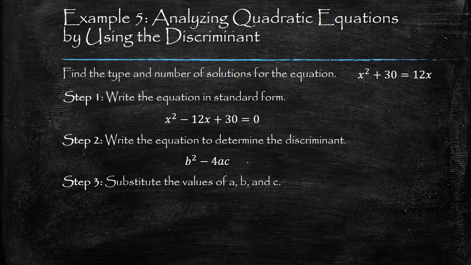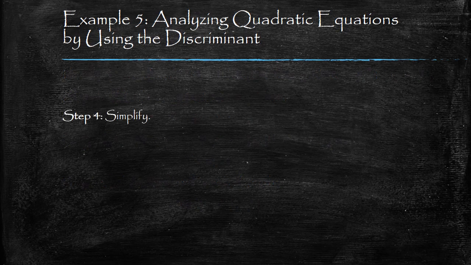Substitute in the values for a, b, and c. A is 1, b is -12, c is 30. Right? From there, you just need to simplify your values. -12 squared is 144. -4 times 1 is -4, times 30 is -120. Okay? So do the math. 144 minus 120 equals 24. 24 is greater than 0.